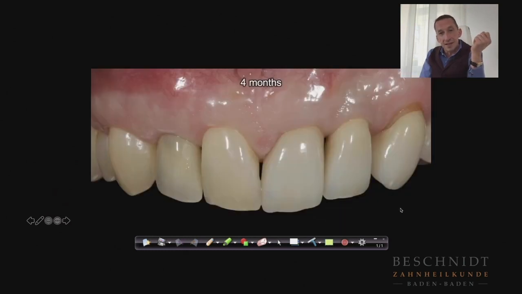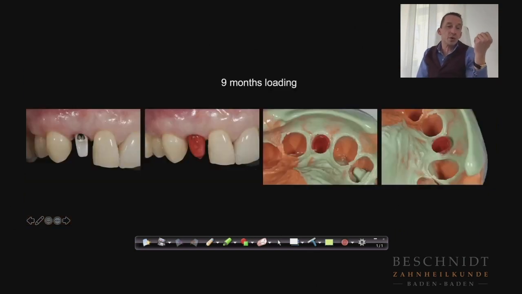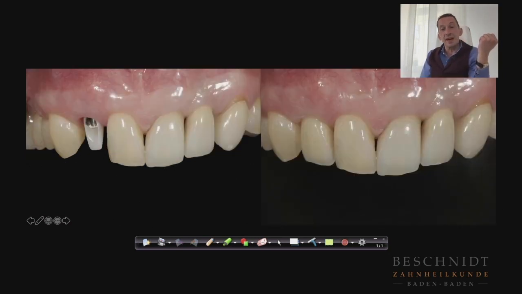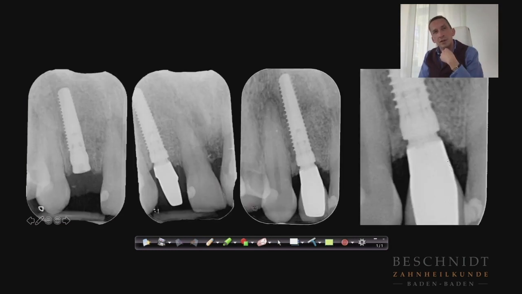After 4 months it looked like this, and after 6 months we just gave a little more contour to the labial side to shape the soft tissue. At 9 months, we did impression taking with a transfer cap, and this is the final crown. Again, look at the hard tissue. You see, after 12 months, we still have bone on the implant shoulder. In close, I would not say contact, but in close neighborship to abutment.